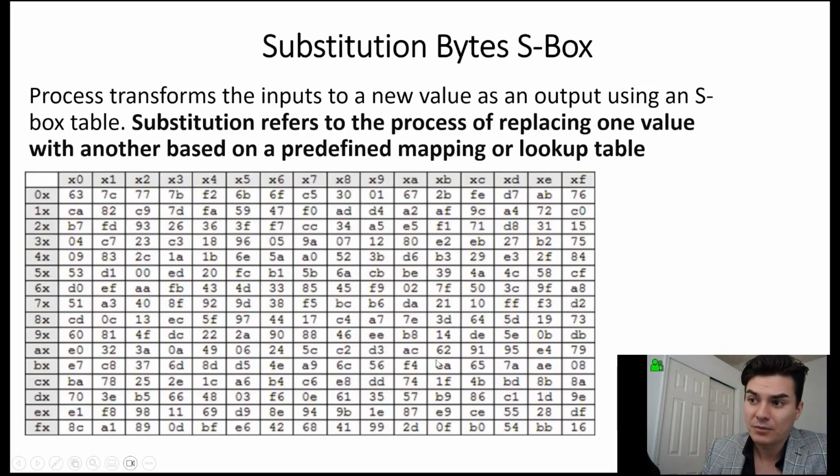Let's see here. With the substitution bytes, SBox, you need to know that substitution is referring to a process of replacing one value with another value based on a predefined mapping or a lookup table. So the substitution byte SBox, that's used with Advanced Encryption Standard, and depending on what the input is, it's going to output one of these different values here.